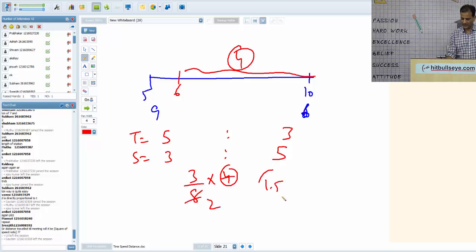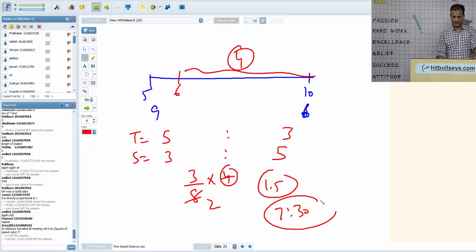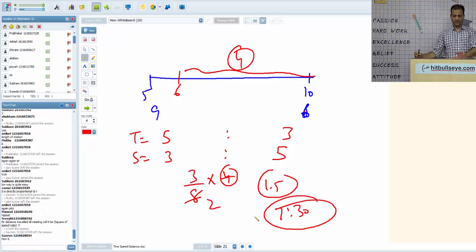After 1.5 hours, 3 by 2. And you will add 1.5 where? In 6. 6 plus 1.5. 7:30 the trains will cross each other. Now I think that you have understood the question.